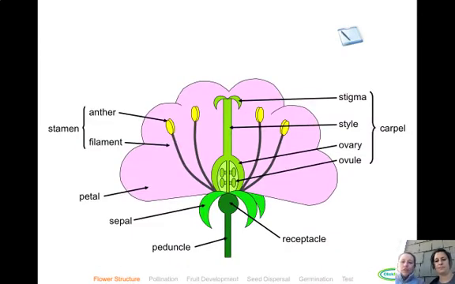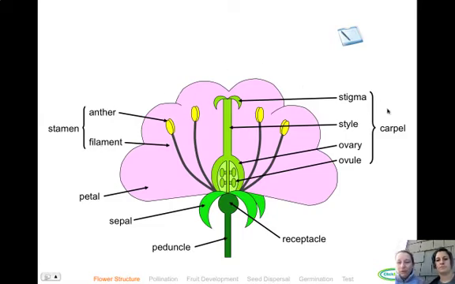And the basic structures of the flower that we're going to go over are broken down into the male and the female parts, because the male and the female parts of a plant are included in the same flower. So we have the male part over here, which is broken into two segments. The male part is called the stamen, and it's broken up into the anther, which is where the actual pollen grains are produced, and the filament, that's more of a transport part of it.